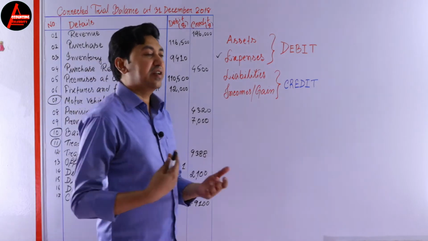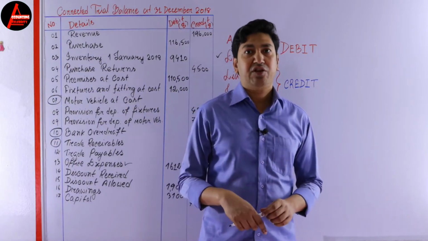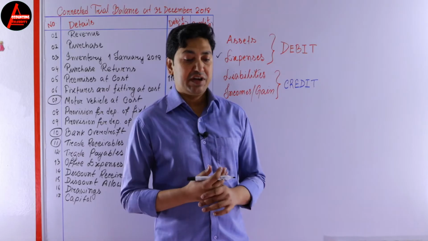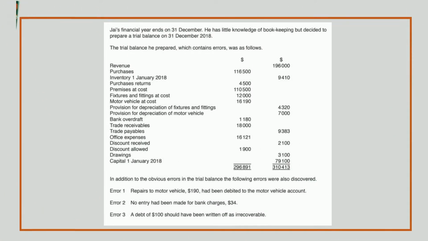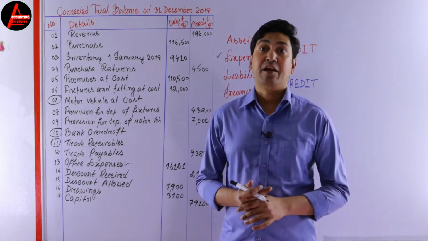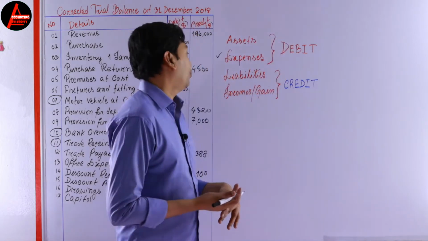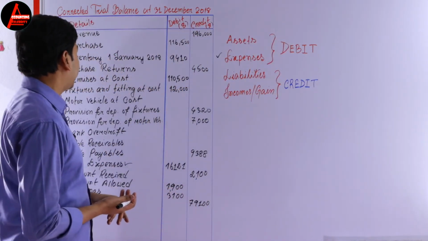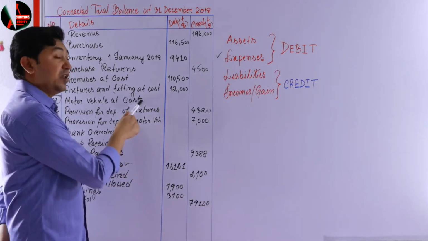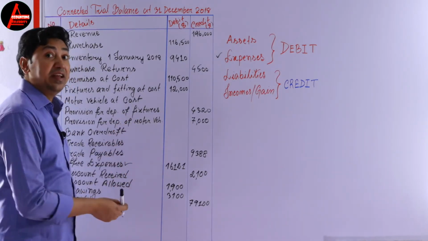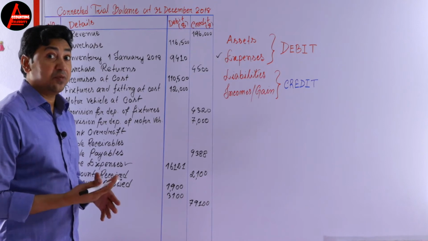Okay, now look at the adjustment at the end of the question. What is written there? First one, error number 1, repairs to motor vehicle $190 had been debited to the motor vehicle account. Okay, so this is an expense, but this expense has been considered as an asset. So what can we do now? We can subtract this $190 from the value of motor vehicle. Then we can write separately expenses or repair for motor vehicle.